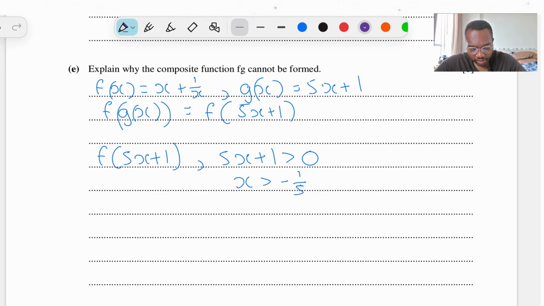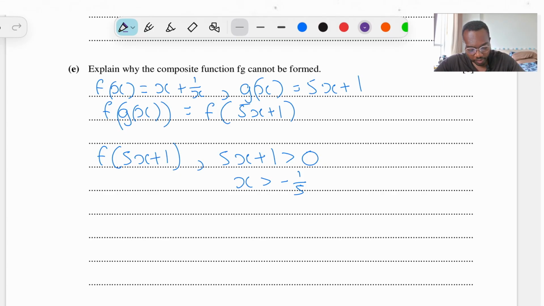At first glance, you may think, what does that really mean? What this means is x has to be greater than minus 1 over 5. The problem with this is that g of x can contain any real number. If we put something into g of x, we can get a value of g of x which is not going to be in this range. Whatever we get of g of x, the range of g of x, is going to be the domain of f of x.